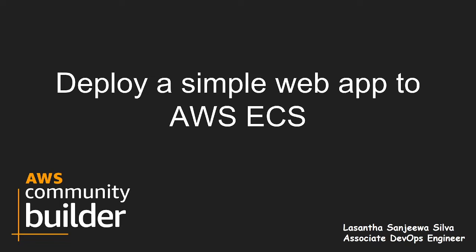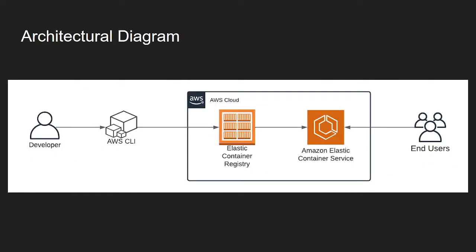Today I am going to demonstrate how to deploy a simple web app to AWS ECS. First of all, consider the architecture diagram. This is the architecture diagram.